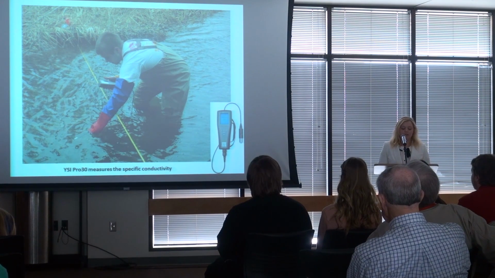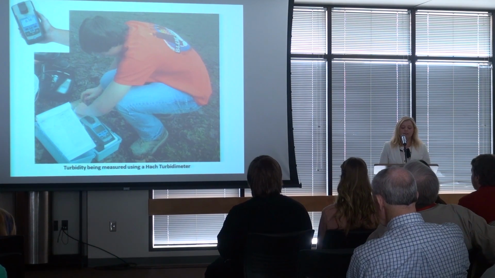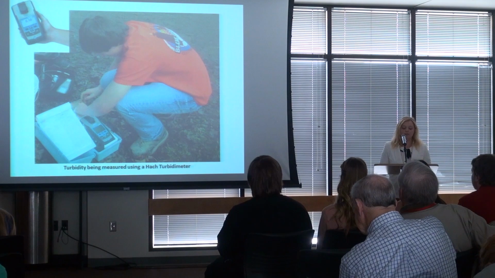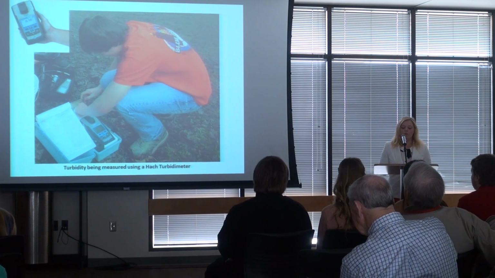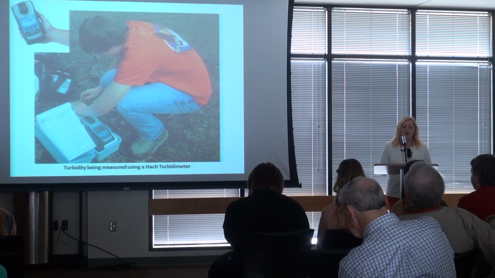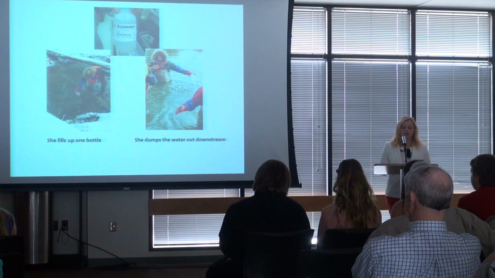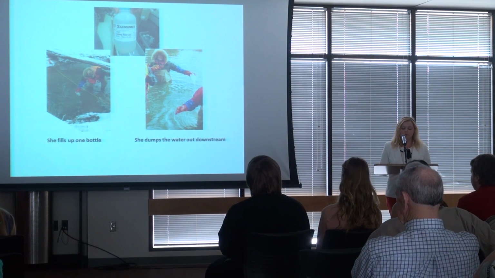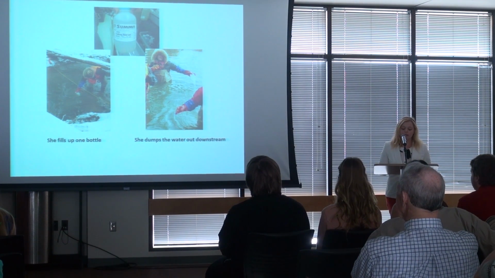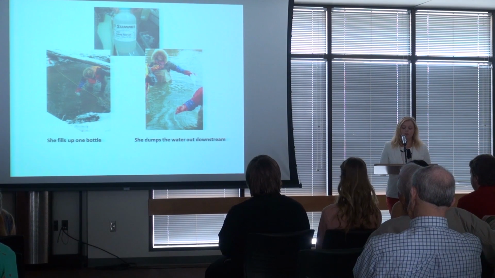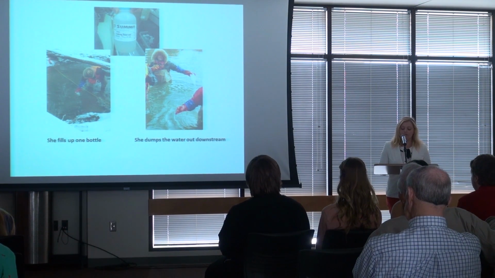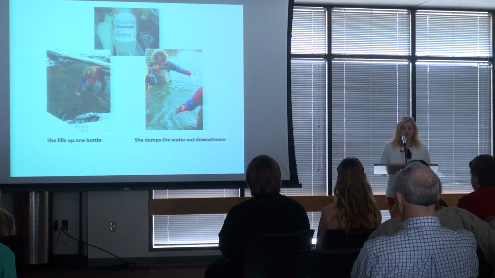After data is retrieved, the turbidity or cloudiness of the water is measured using a Hach turbidimeter. Turbidity is measured in nephelometric turbidity units, or NTUs. Another student fills a total of 4 500 milliliter bottles. She or he fills 1 bottle up, caps it, inverts it, and then dumps the water out downstream. The student does 3 of these rinses for each bottle.